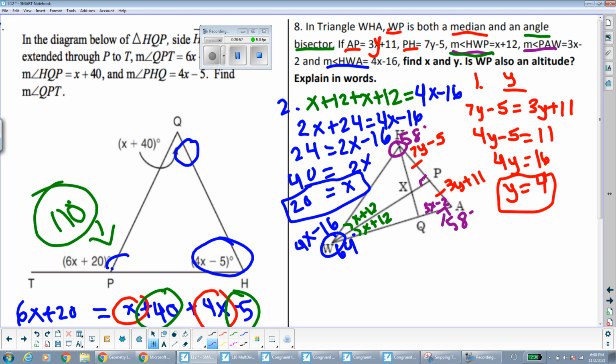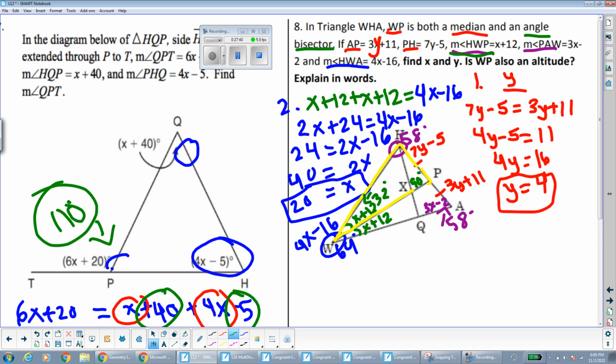Now remember, I'm interested in if this angle and this angle is a 90-degree angle. So I'm just going to focus in on the smaller triangle up here. In this smaller triangle, I know that this top angle is 58 degrees. I can find this angle over here because I know x is 20, so I can plug it in. 20 plus 12 is 32 degrees. Now that I have two angles of the triangle, I can figure out what the last angle is, and I can see if it is 90 degrees. 58 plus 32 is 90 degrees, so that means this is 90 degrees as well.